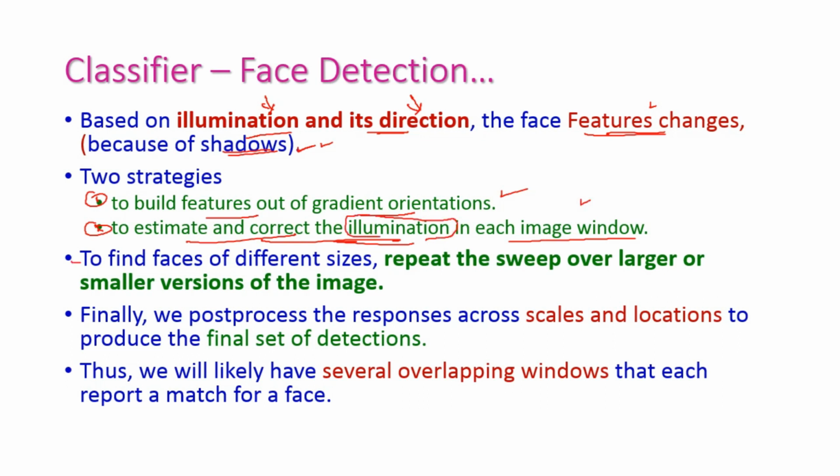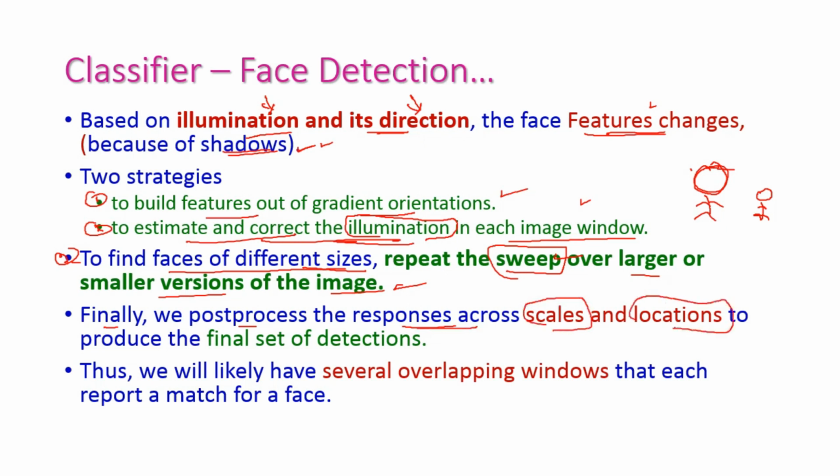To find faces of different size, see, we have different sizes of faces. To find the different sizes, repeat the sweep over larger or smaller versions of the images. So based on the size, the sweep will be varied, right? And finally, post process the response across scale and locations. So based on the location, the scale will be varied.